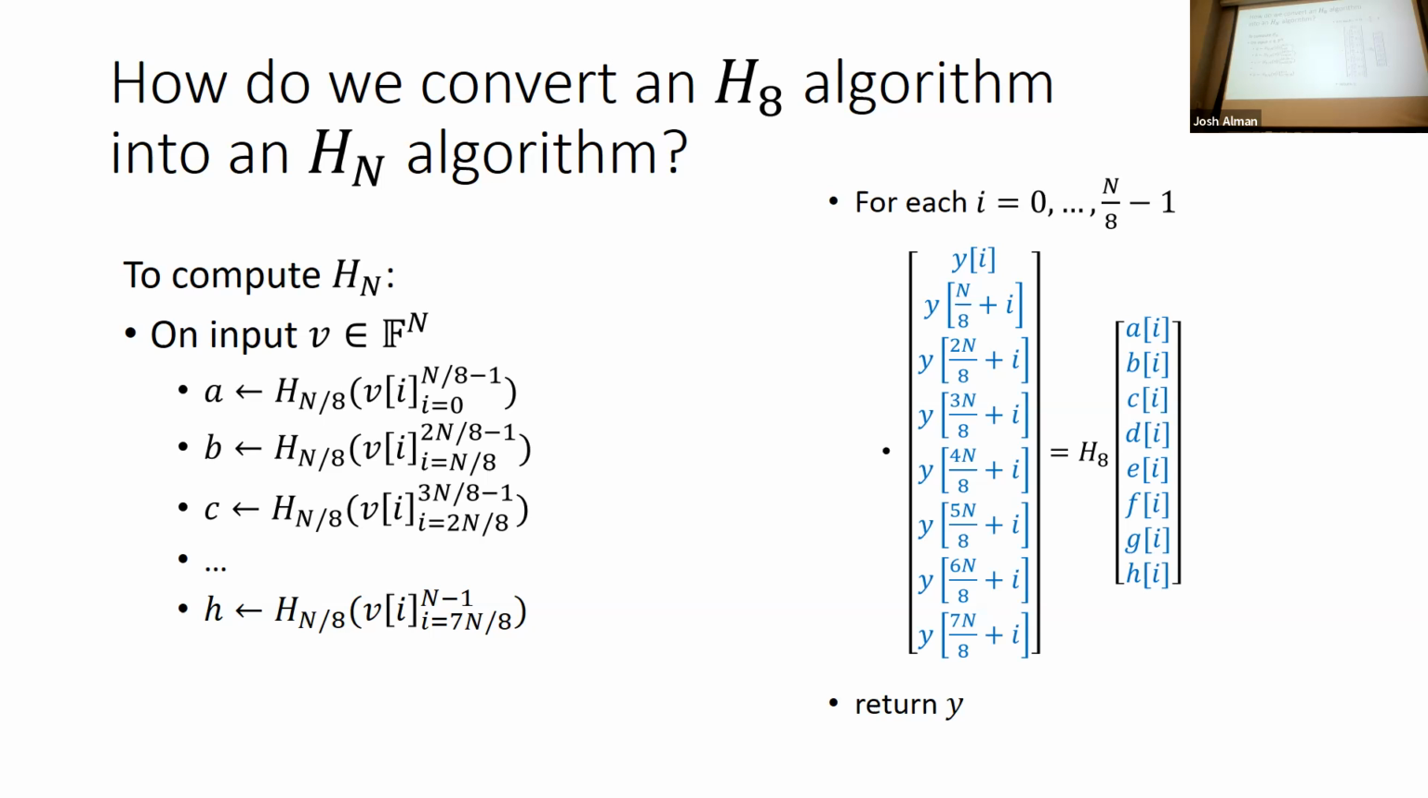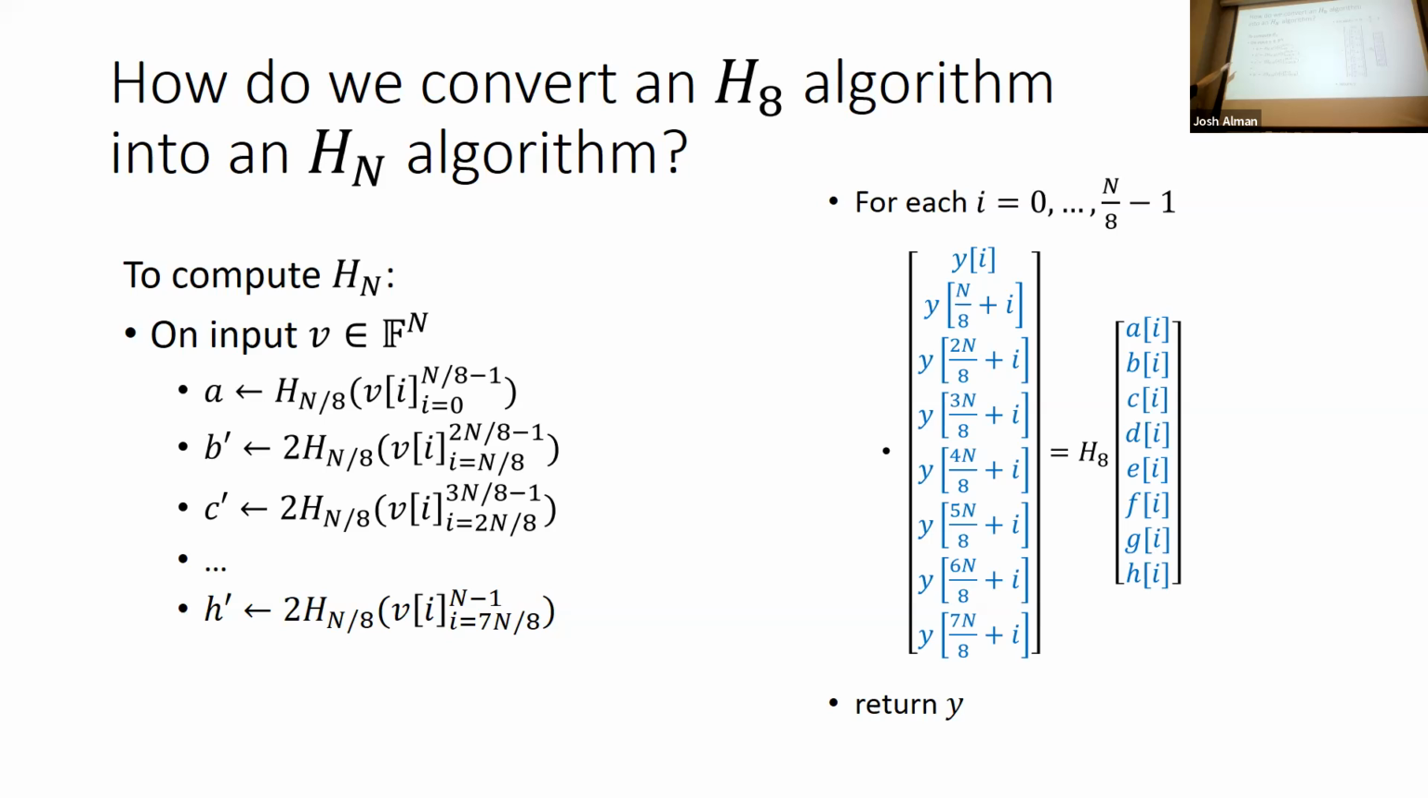But we don't have a fast algorithm for actually doing H8 times this. We only have a fast algorithm if, instead of being given A, B, C up to H, we are given A and B prime, C prime all the way up to H prime, which are 2 times Hn over 8.